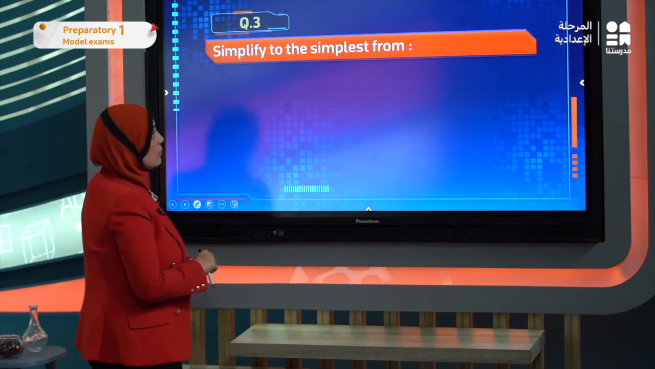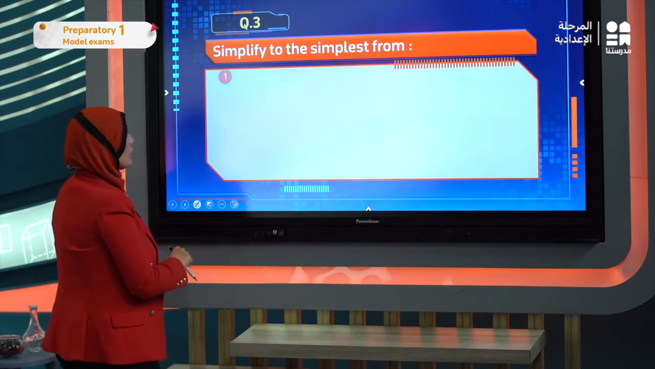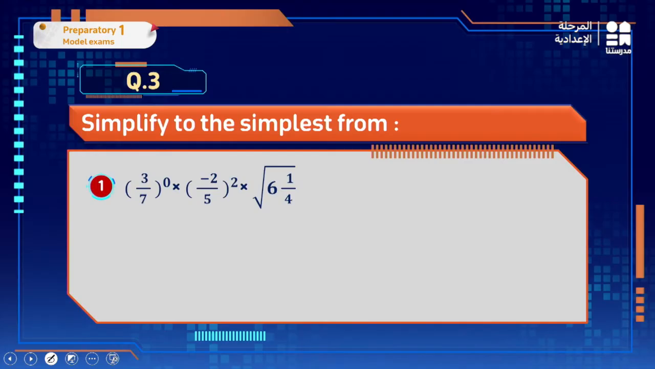Question 3. Simplify to the simplest form. Number 1. 3 over 7 all to the power of 0 times negative 2 over 5 all to the power of 2 times the square root of 6 and 1/4. As we know, 3 over 7 to the power of 0 is 1. Any number to the power of 0 is 1 except 0 to the power of 0. Times, the power is 2, that means we will cancel the negative sign. Why? Because 2 is an even number. So it will be 2 to the power of 2 is 4, and 5 to the power of 2 is 25.